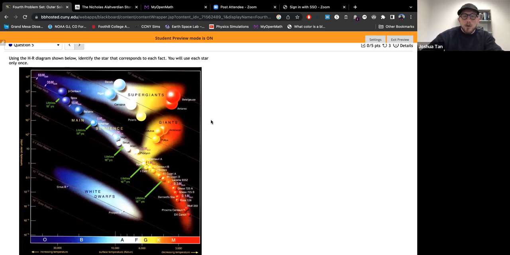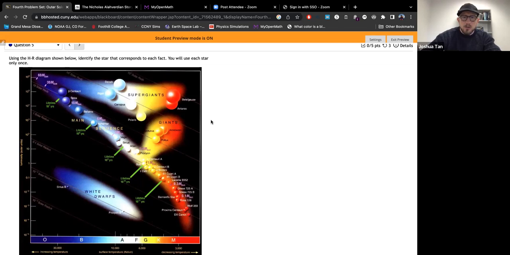Along the bottom, on what we would call the x-axis, you can see the letters that I was mentioning before: O, B, A, F, G, K, M, and also the colors that we'd already examined, going from the bluest stars, which are the hottest, to the reddest stars, which are the coldest. Now, even the coldest stars are much hotter than any temperature you would ever be able to experience.